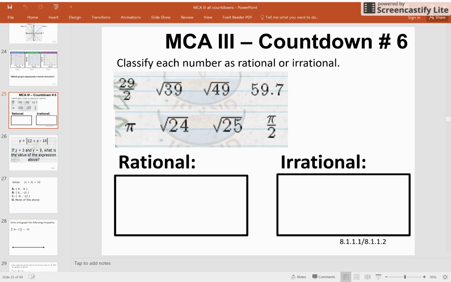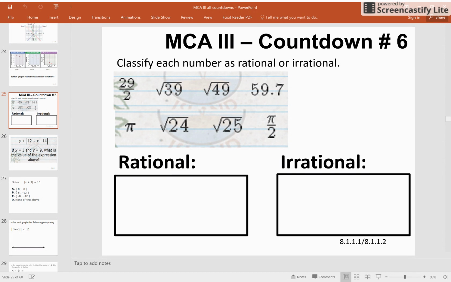Square root of 39, we just check and see, is there a number that multiplies by itself to give you 39? There's not, it's irrational. The square root of 49, 7 times 7 works, so that is rational. 59.7, that is rational. Any terminating decimal is rational. Pi is never rational, it's irrational over there.